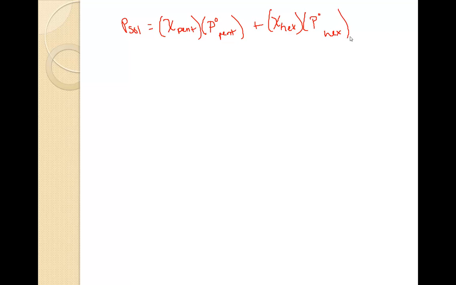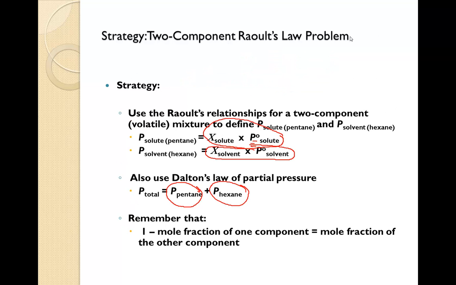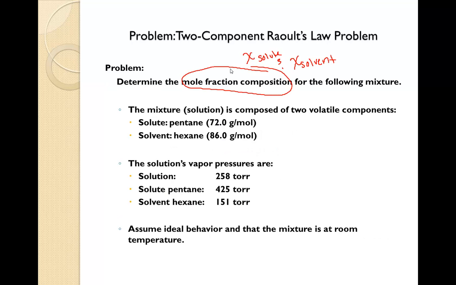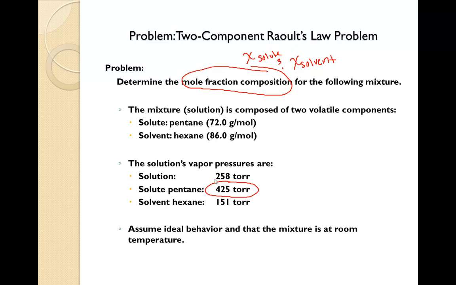From our problem, we can get these numbers. The solution is 258 torr when they're added together. The pressure of pure pentane was 425 torr. And then we have the mole fraction of hexane, and the pressure of pure hexane is 151 torr.